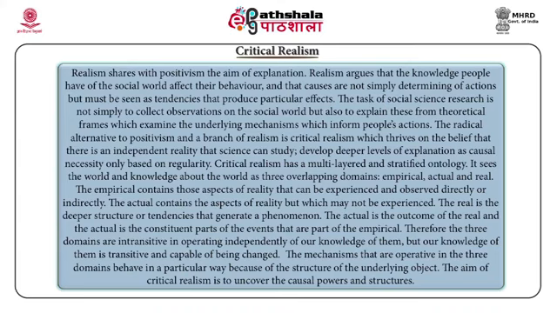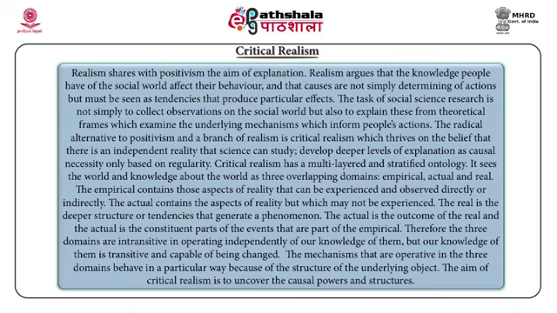Critical realism has a multi-layered and stratified ontology. It sees the world and knowledge about the world as three overlapping domains: empirical, actual, and real. The empirical contains those aspects of reality that can be experienced and observed directly or indirectly. The actual contains the aspects of reality which may not be experienced. The real is the deeper structure or tendencies that generate a phenomenon.